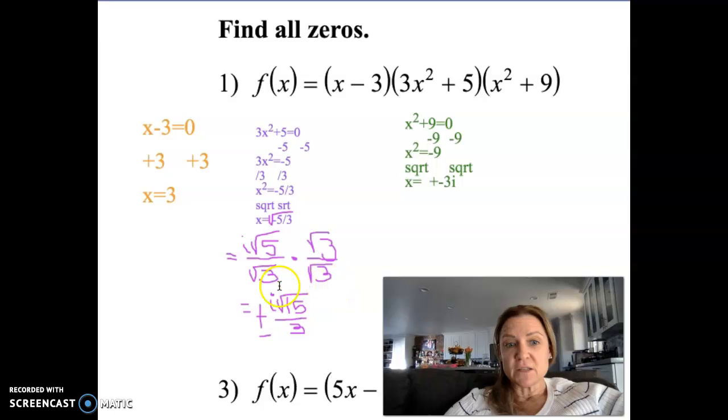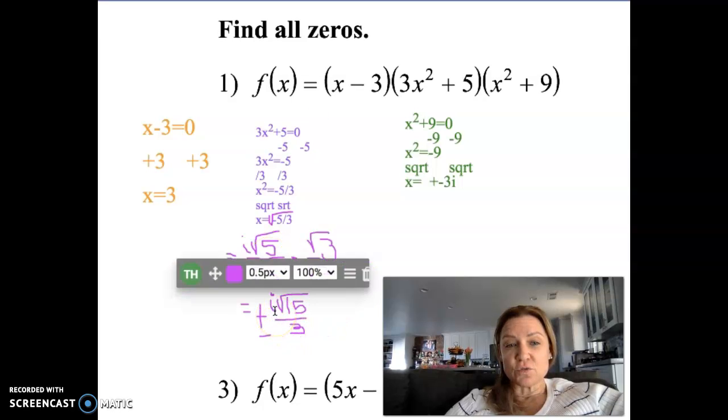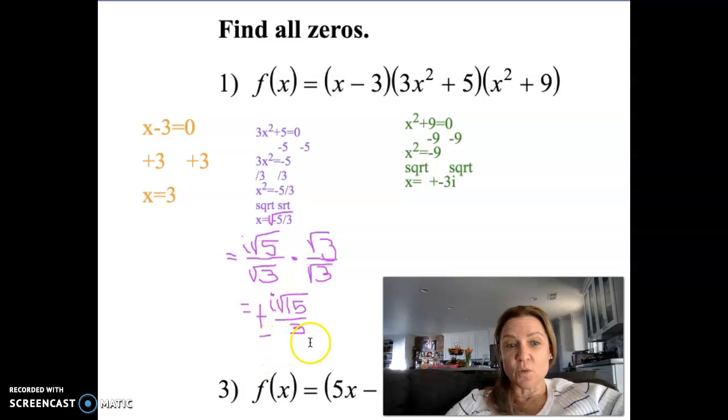which is what the denominator is. So the square root of 3 times the square root of 3 is the square root of 9, and the square root of 9 is just 3. And then in the numerator you have the i, and you have the square root of 5 and the square root of 3, which is the square root of 15. And then you get the two answers from the plus minus.